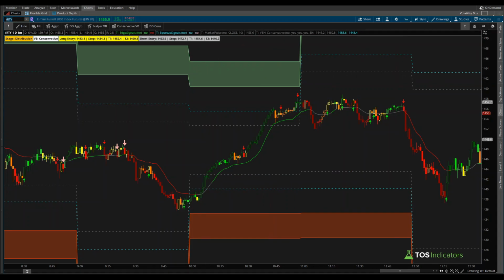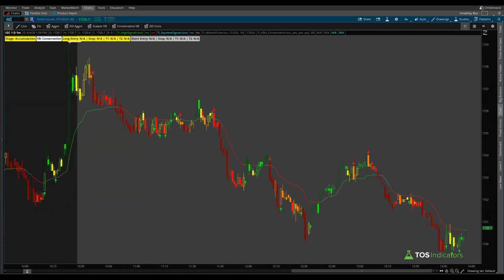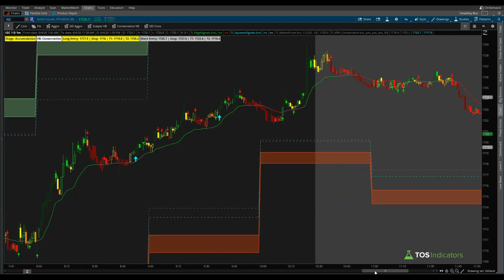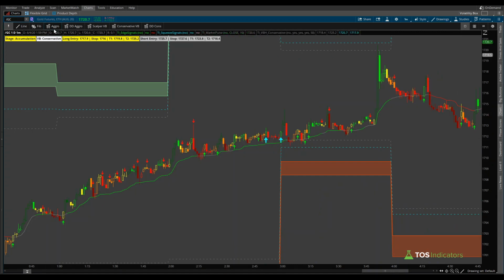Now, if we keep fast forwarding through, another place where we had a breach, but we didn't get our signals in time in order to participate was in the charts of the gold futures.